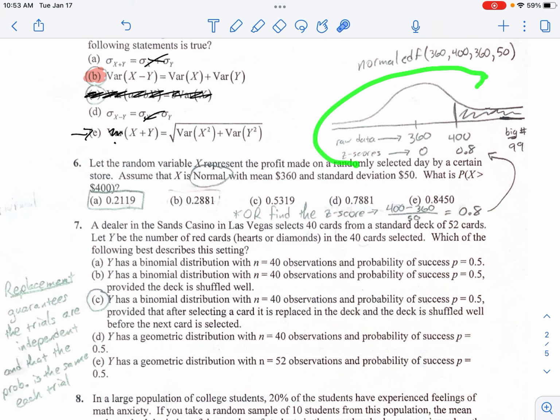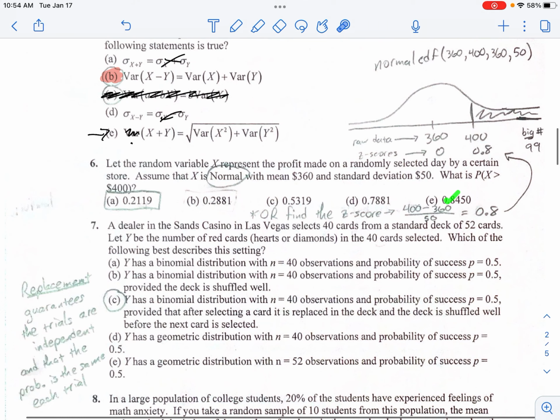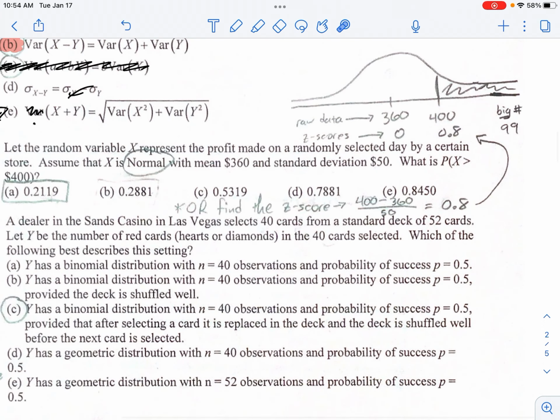So I drew a normal curve, and I have 2 different ways to do this. You could do it with the raw data, or you can do it with z-scores. With the raw data, you put the average in the middle, and then they want to get $400 or more, so I shaded it in. With z-scores, you put 0 in the middle, and you have to get the z-score of 0.8. Now, I did that like this. I took $400 minus the average divided by 50, because that's the standard deviation, giving me 0.8.